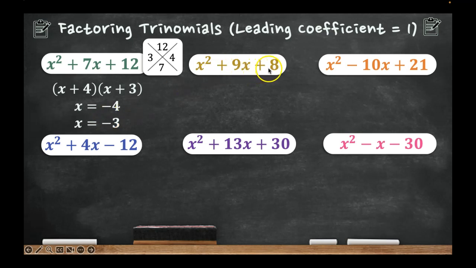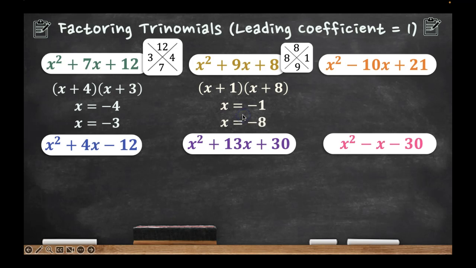So if I look at the next one, and I say, what multiplies and gives me 8, but adds and gives me 9? 8 and 1 multiply and give you 8, and you also add those, you get a positive 9. So 8 and 1. So x plus 8, x plus 1. Then now your solutions are going to be negative 1 and negative 8. That's where it actually crosses the x-axis.